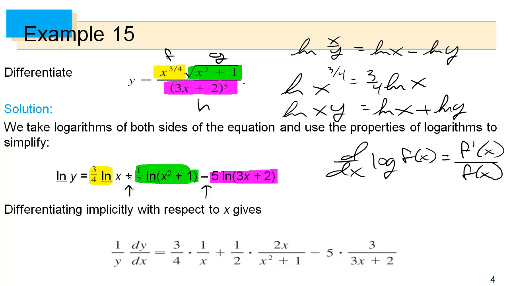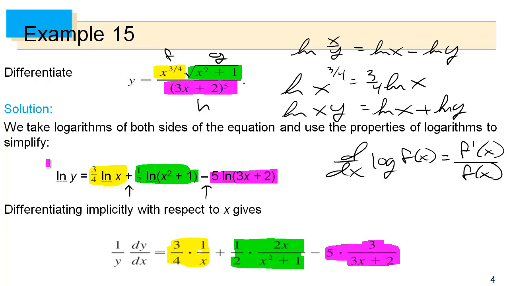So for the first one, 3/4 natural log of x, well, that's just 3/4 times 1 over x, because the derivative of x is 1. 1/2 natural log of this, well, the derivative of this is 2x over itself, so there's the 2x over itself. All right, so there's our first piece. Second one becomes this one. And then the last one, minus 5, and then it's just the derivative of this, which is 3 over itself, and there's that piece.